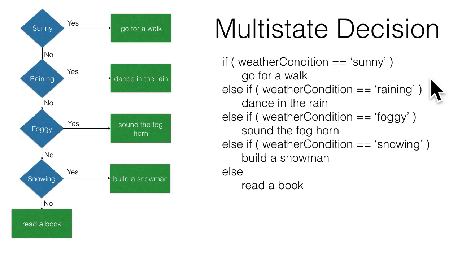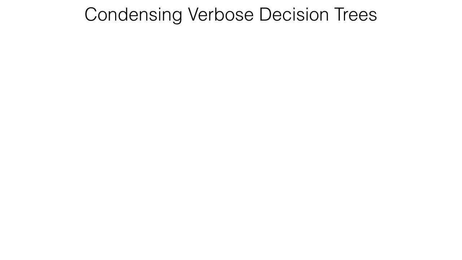Now what I want you to see, look at this. Look how verbose it is. I'm repeating weather condition, weather condition, weather condition all the way down. I wonder if there's a better way to state this. And notice that it's very linear, isn't it? It's if this, do that one. Nope. If this, do that one. Nope. If this, do that one. Nope. If this one, do that one. See that? It's a multi-state decision tree. We want a way of condensing this verbose decision tree.